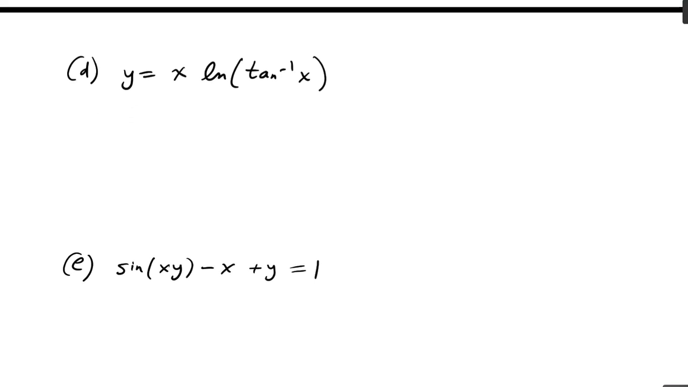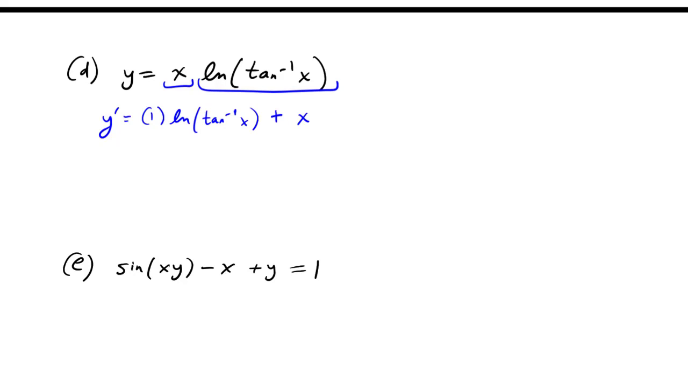Y equals x ln of inverse tan x. Okay, so what do I notice first? Okay, well, this jumps out at me. I don't want to see that first. I want to see actually I have a product. Okay, so when I do the product rule, derivative of the first is 1, second as it is, ln inverse tan of x, plus first as it is, x. Now I want to do the derivative ln of inverse tan of x.